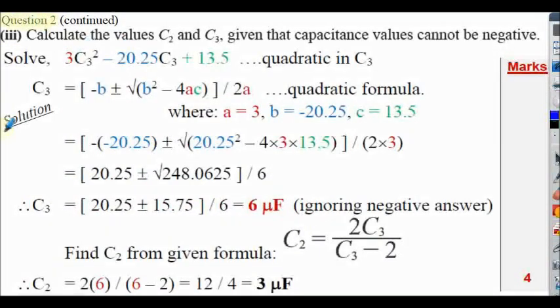Question 2, here's the solution. Initially finding C3, ignoring the negative solution. Then we can find C2 from this formula here. C2 is 3 microfarads.